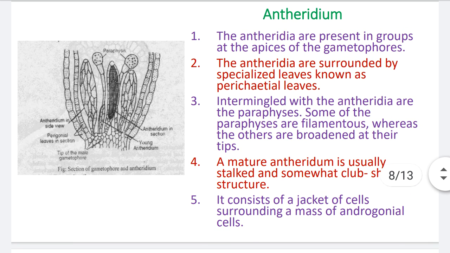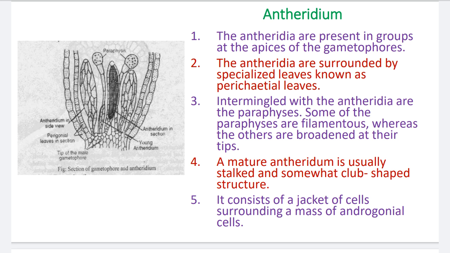Now the structure of matured antheridium. You see in the photograph or diagram that there is an antheridial branch. At the tip of the antheridial branch, many structures are developed. These structures are perichaetia as well as the paraphyses. Along with perichaetium or paraphyses, the antheridia develop at the tip of the antheridial branch.